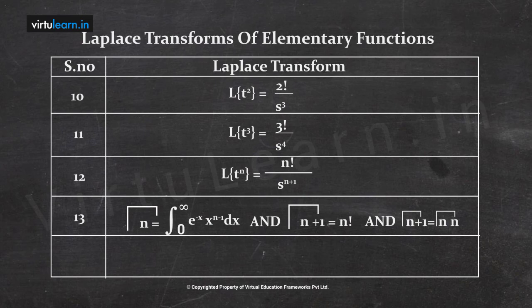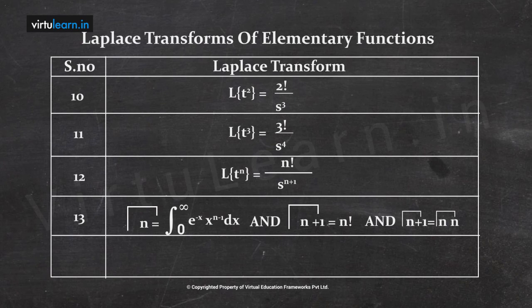Suppose gamma 5 is there. Gamma 5 can be written as gamma 4 plus 1, which means 4 factorial. And gamma n plus 1 we can also write as n gamma n. These three formulas are very useful while solving problems. Once again, gamma n plus 1 equals n factorial, and gamma n plus 1 equals n into gamma n.